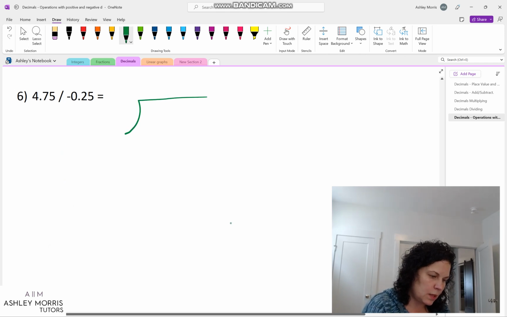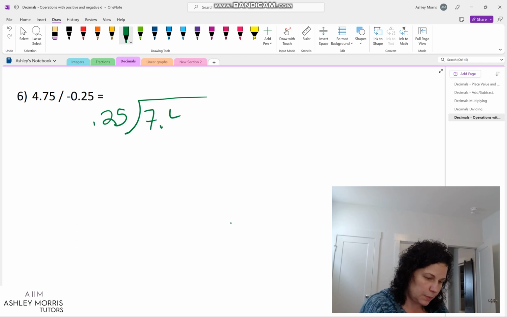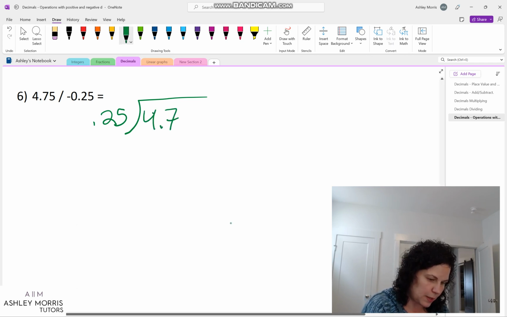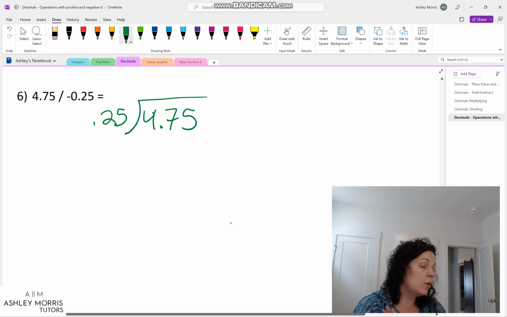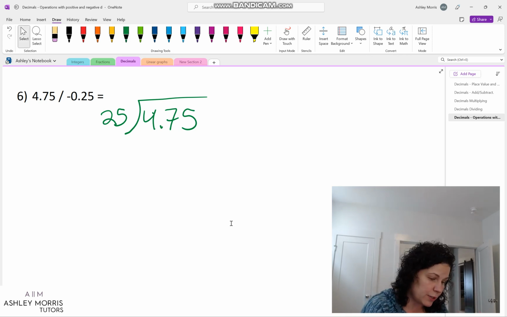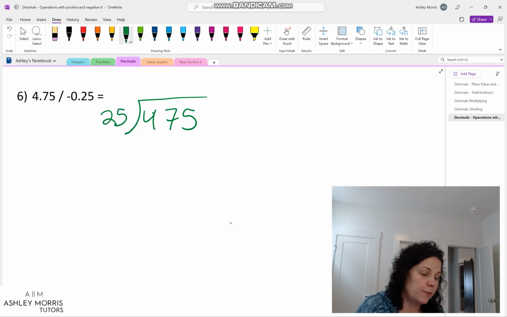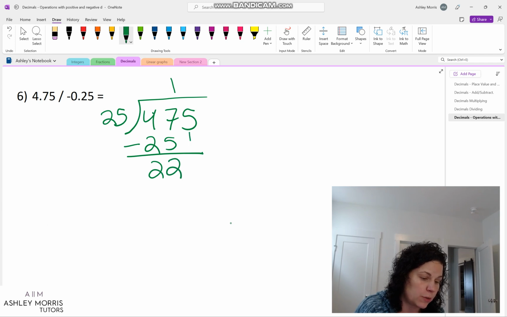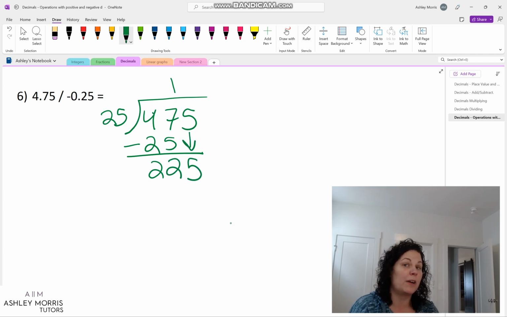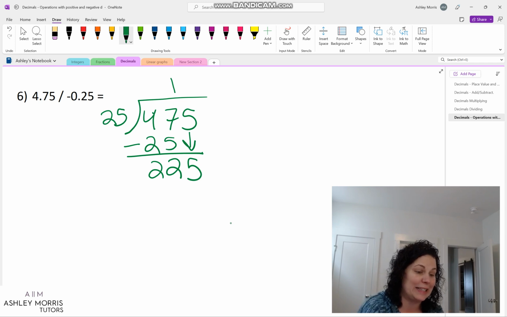All right, dividing. Long division. The 0.25 goes on the outside. Oops, that's supposed to be a 4.75. I was about to say something. No decimals allowed outside. Multiply by 100 on both of them. So the decimal just completely goes away on this one. Cool. Let's see. 25 goes into 47 one time. It's almost 2, so close. I was trying to do the math in my head. So that's going to be 22 left over. Bring down the 5. Oh, 25 goes into this evenly. It's going to go 9 times.